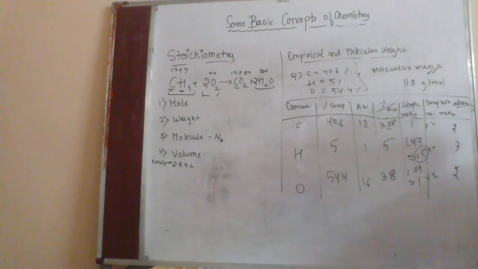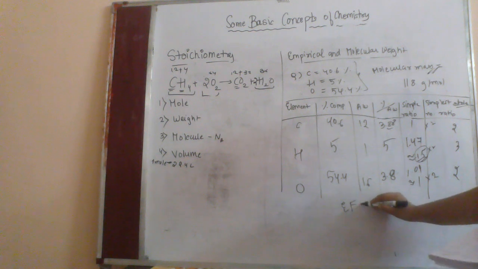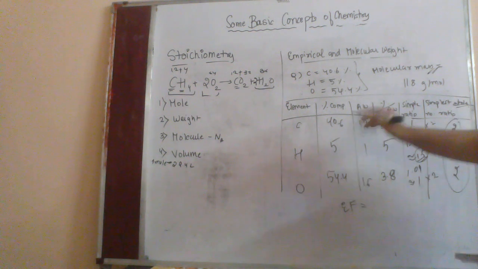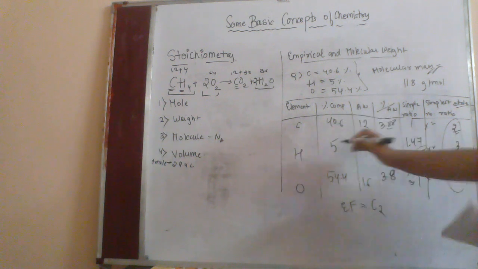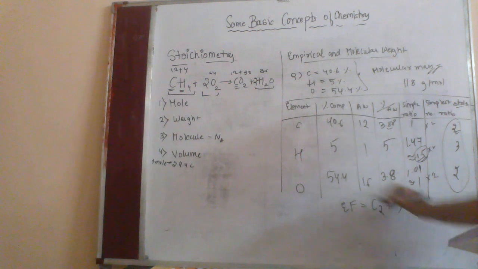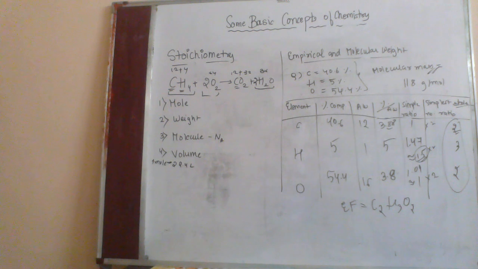Okay, you understood? If we did not get any of the ratios in the form of 0.5, 1.5, 2.5, whatever it be, then we will not multiply by 2. Here I got 1.5, so I am multiplying it by 2. So now the empirical formula, we will use C, H and O. We got C2H3O2. This is the empirical formula.